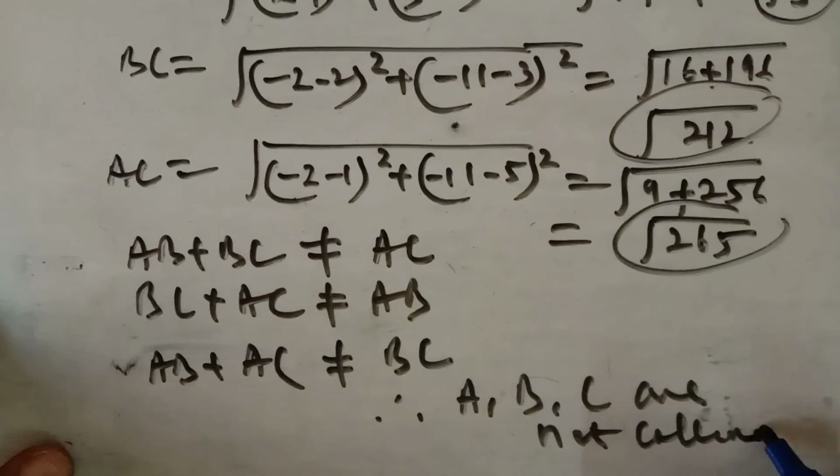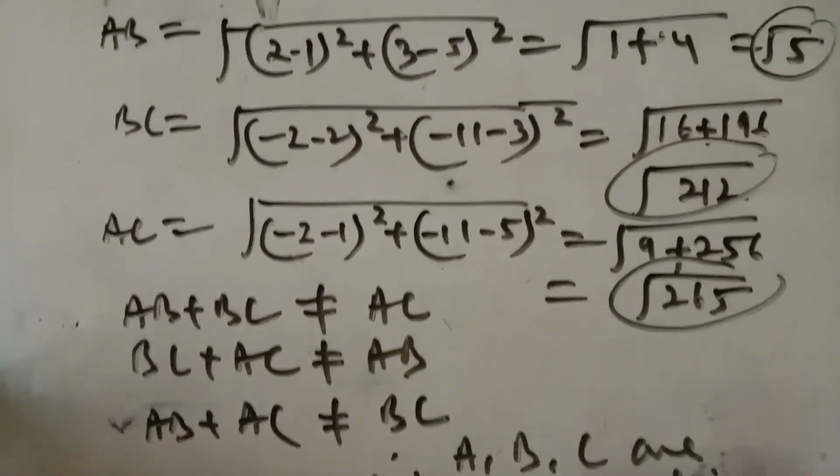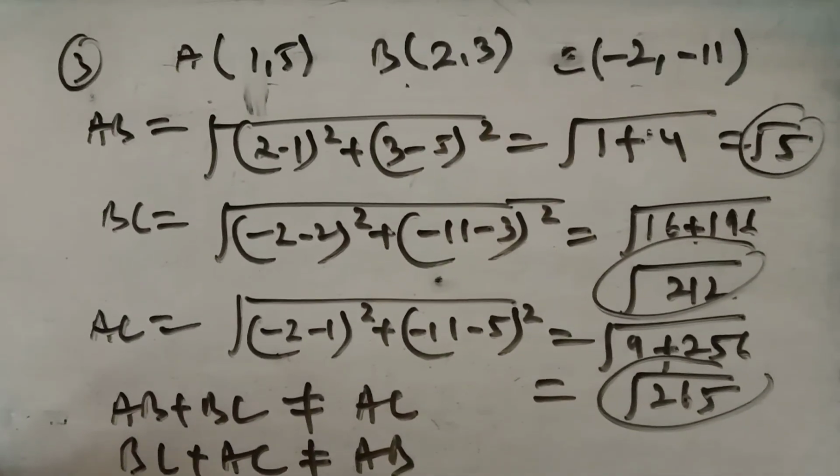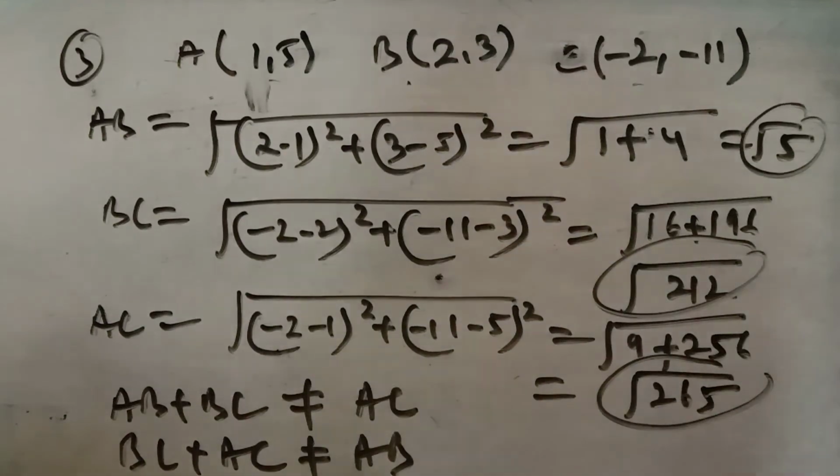I will take an example in which the points will be collinear. So this is the first lecture of the coordinate geometry. We'll discuss in the next lecture.